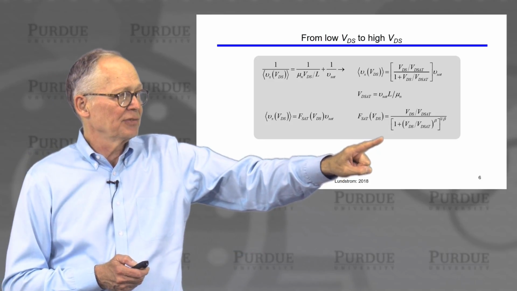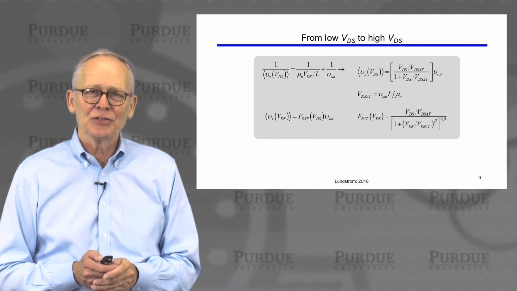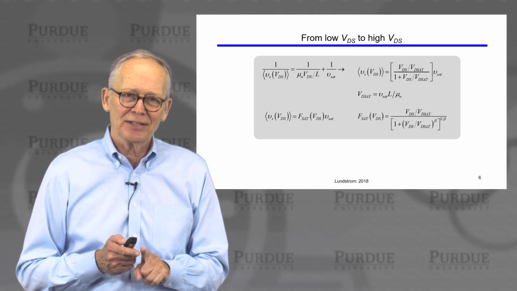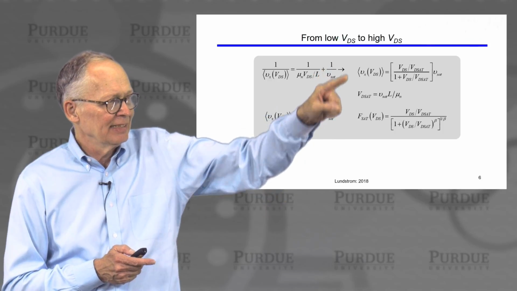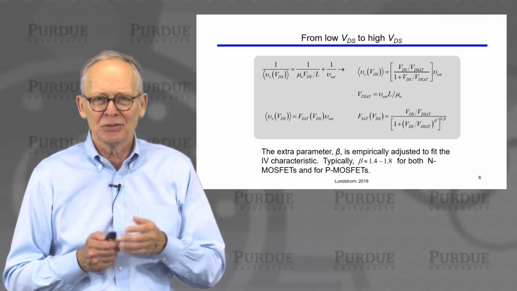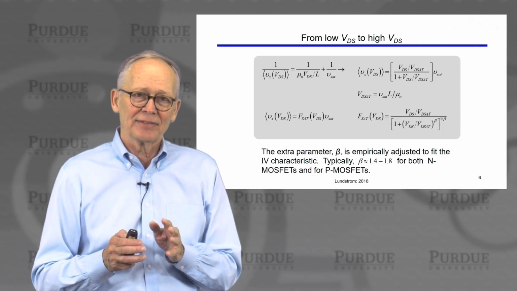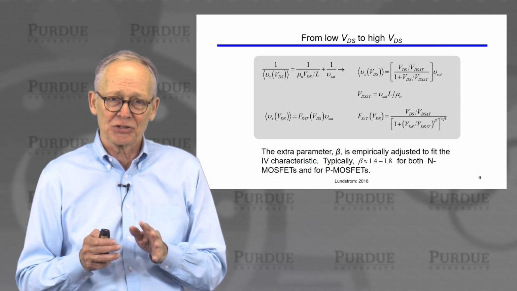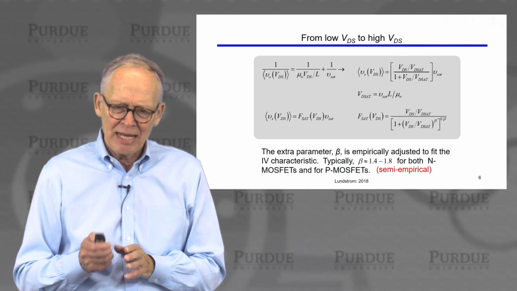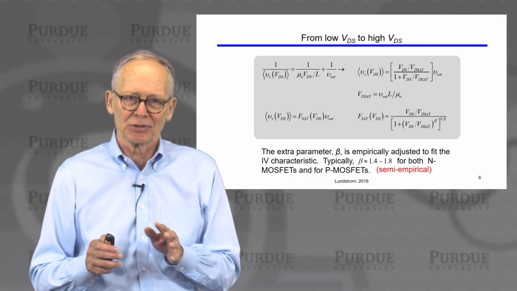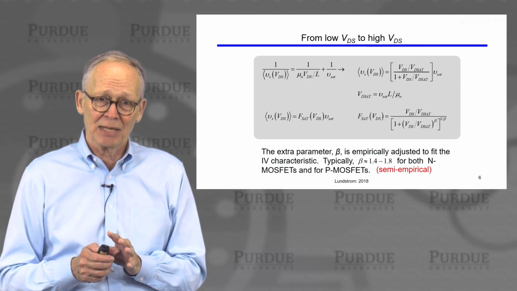That's the velocity saturation function that takes us smoothly from the low drain-to-source voltage to the high drain-to-source voltage. And you can see that I've added a parameter called beta. It was 1 when we did this initially, and now I'm going to allow it to have some numerical value. Typically it's between maybe 1.4 to 1.8, and this is a value that helps us fit measured data. You can even argue as to why it should have a value of approximately this regime. But this is what makes our model semi-empirical. We insert this empirical parameter that helps us do a much better job of fitting data.